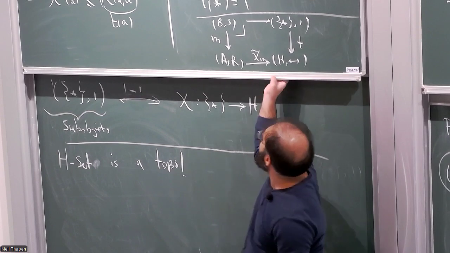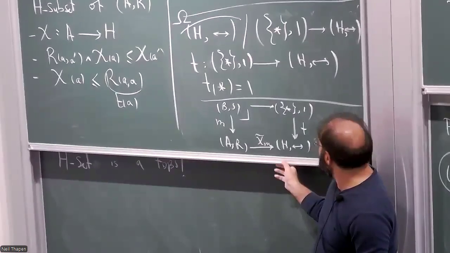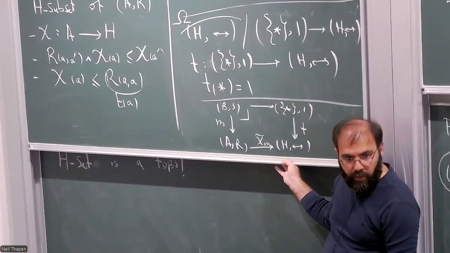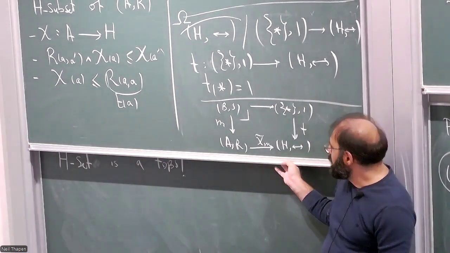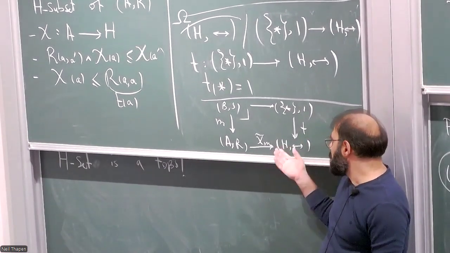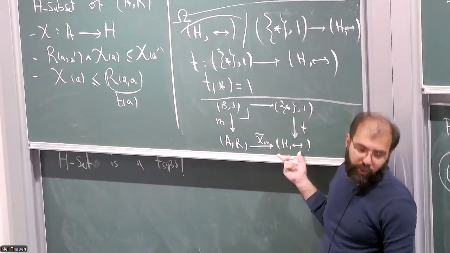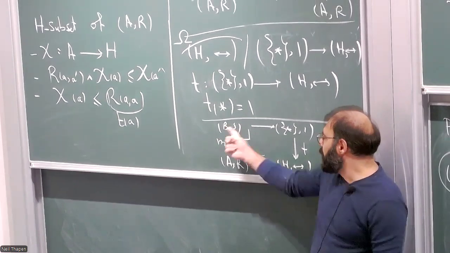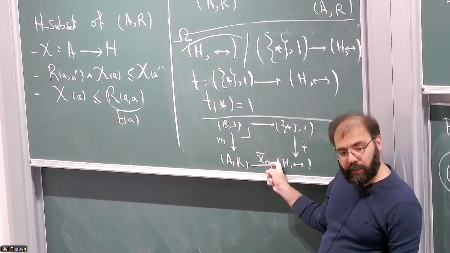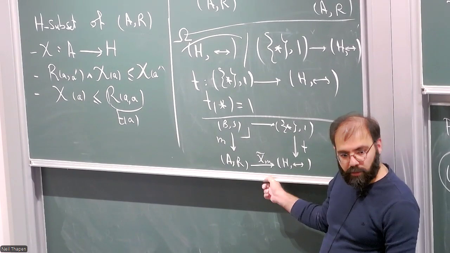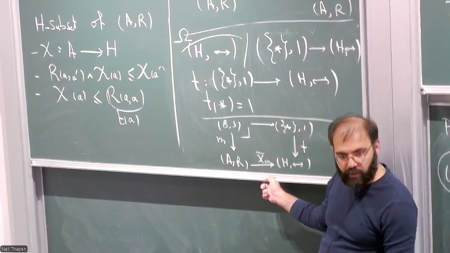The definition of this thing should be a callback. So we claim that this guy is the subobject classifier, but we have to prove it. To prove it, you have to show that for any monic, there exists a unique map. I'm just remembering the definition. That's the definition.